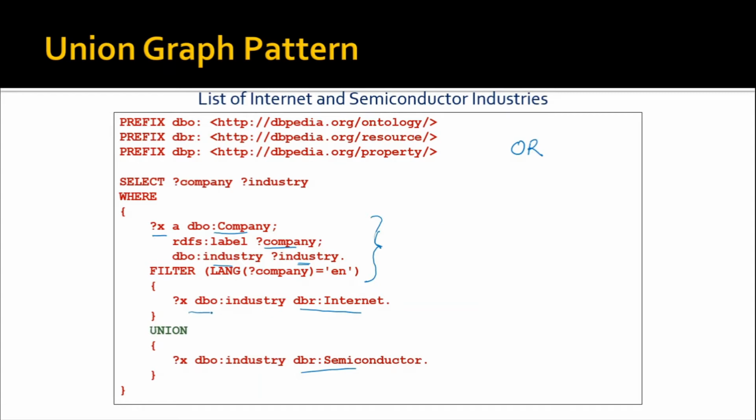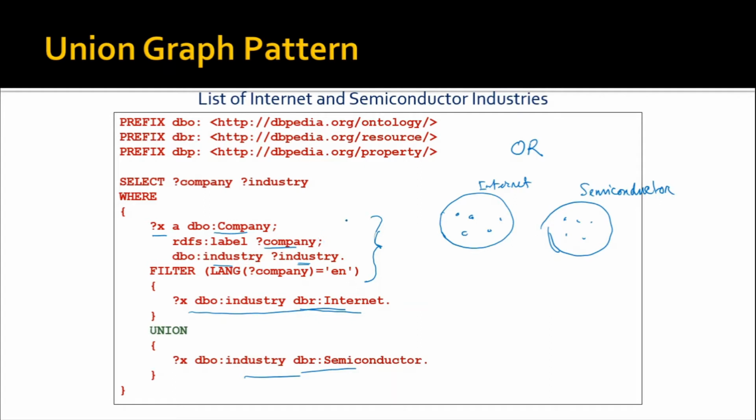If you look at this particular triple, it will bring you a set, and this particular triple will bring you another set, right? And all these triples, irrespective of whether it is coming from, say, internet or semiconductor, these three triples have to be satisfied, right? Now we take one union of this. One company might belong to both internet and semiconductor. That will be coming as our output.